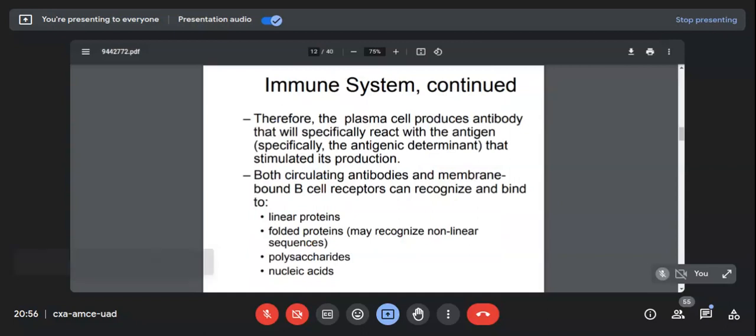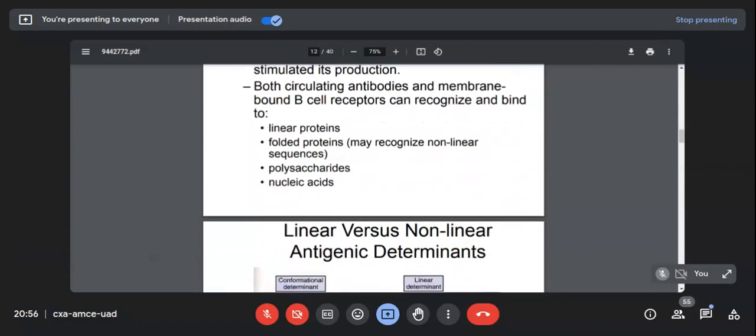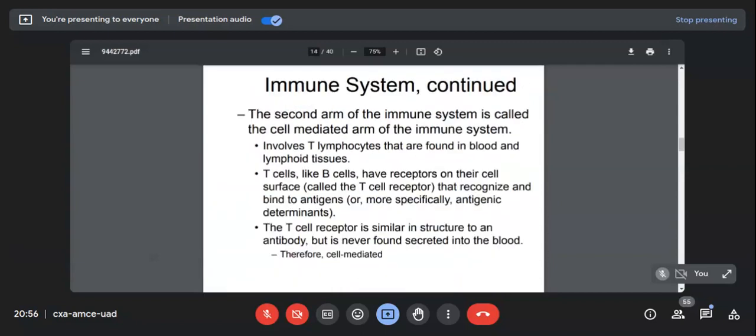So take note of those points. Those are the two points I was talking about. I don't know if I've answered your question, Docs. I think so. Okay, yeah. So that's basically the overview of what humoral immunity is.